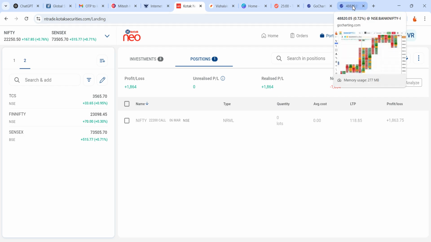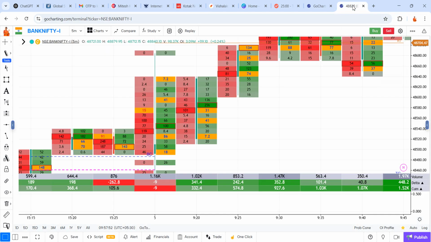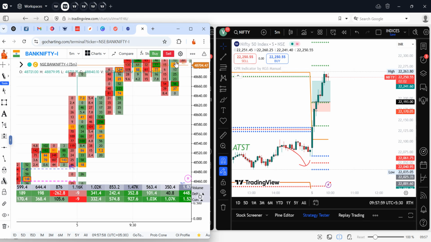What is the reason behind taking the trade, where I took the trade, everything will be discussed here. So let's get started.